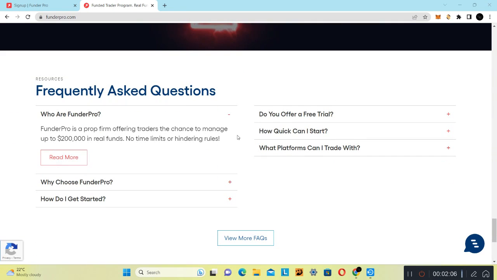Basically, it is a platform to learn something, where you will be able to learn. First of all, you can learn with the help of the demo accounts, and after learning from the demo accounts, then you can move on with your hard-earned money and you can start earning on the FunderPro. You will become a pro with the help of the FunderPro.